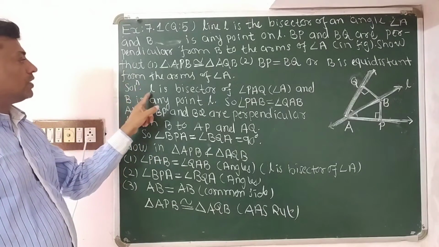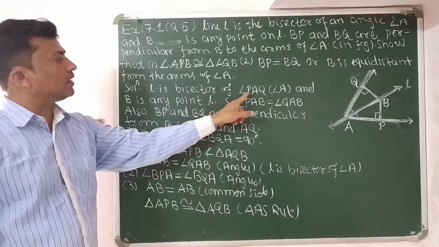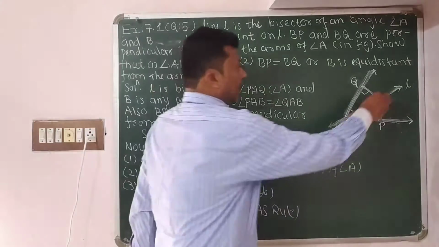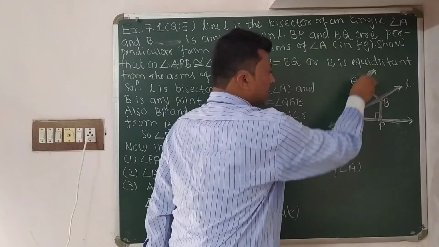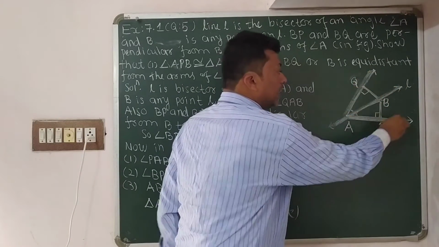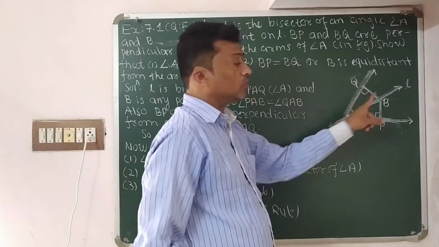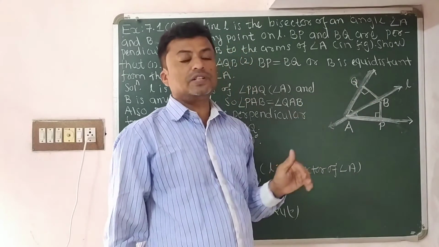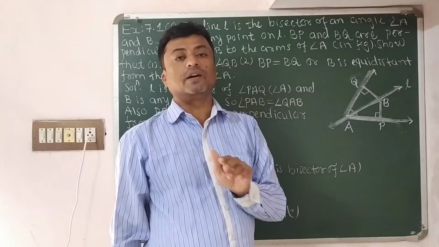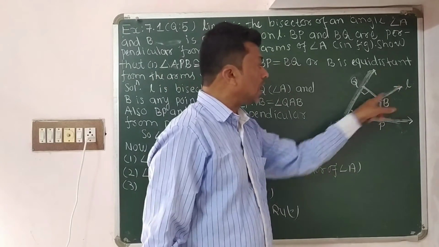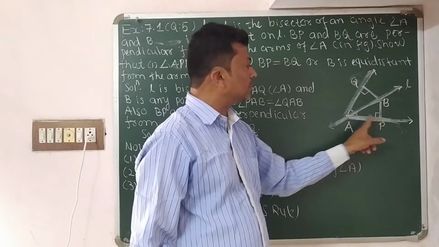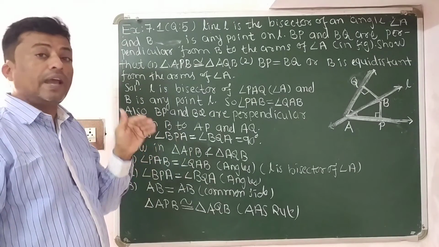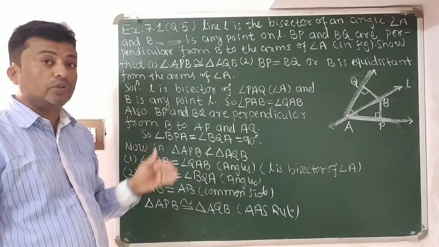So see children, solution. L is the bisector of angle PAQ and B is any point on L. This is line L and this is angle A. Now this angle A, we can say is angle PAQ. So line L is the bisector of angle PAQ. And see children, a bisector divides a given angle into two equal angles.